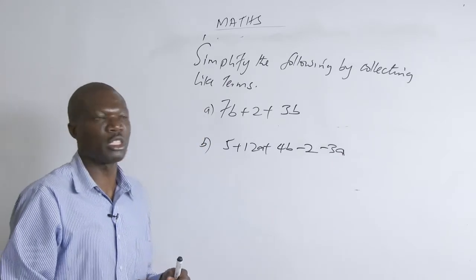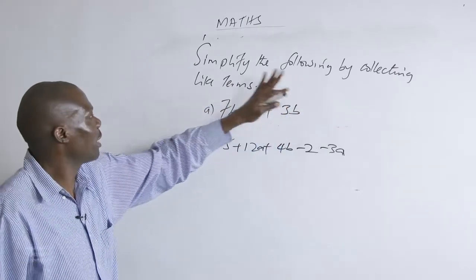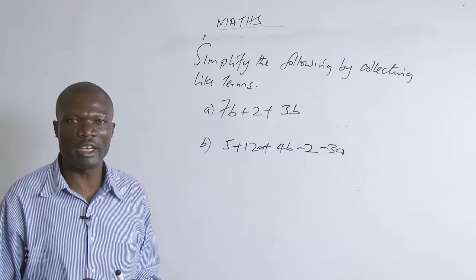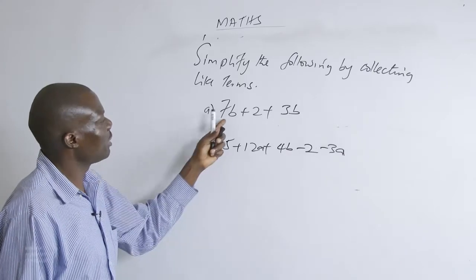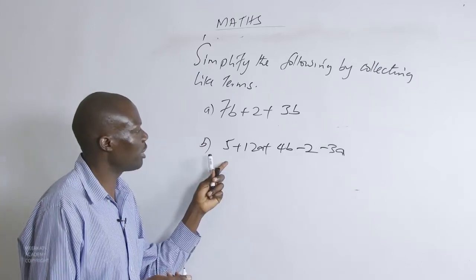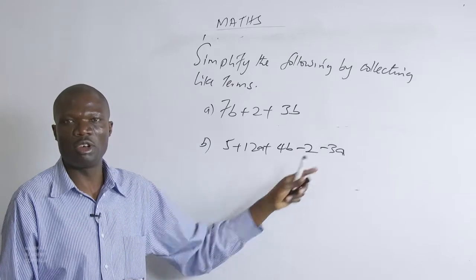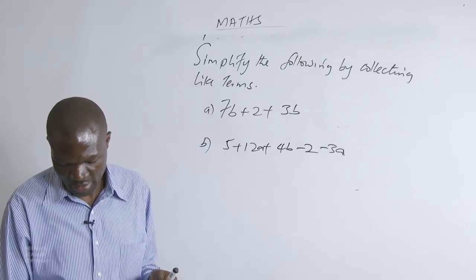So we have two questions here. Simplify the following by collecting like terms. We are going to collect like terms. The first one, 7b plus 2 plus 3b. And the last one is 5 plus 12a plus 4b minus 2 minus 3a.